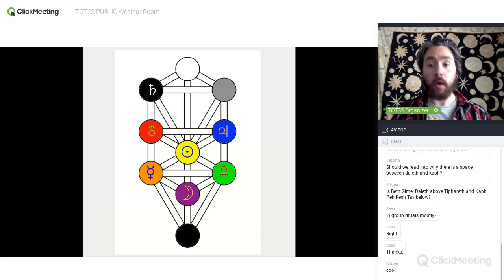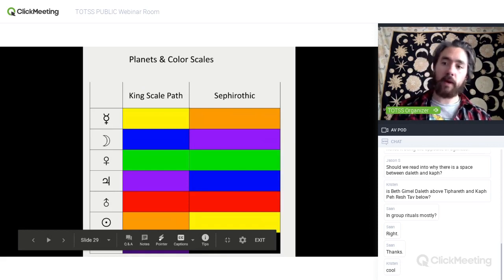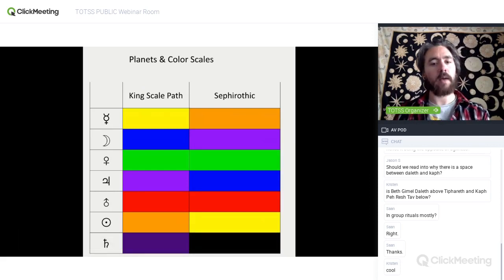What was I saying? Venus for Netzach would be green. Mercury in Hod is orange. And then the moon in Yesod is purple. So we now have 2 different color scales. The one on the left, the king scale path, the one I've been using most of the time, and the one on the right, the Sephirothic attributions, are the one I just showed you.